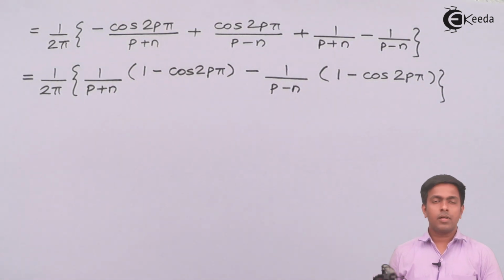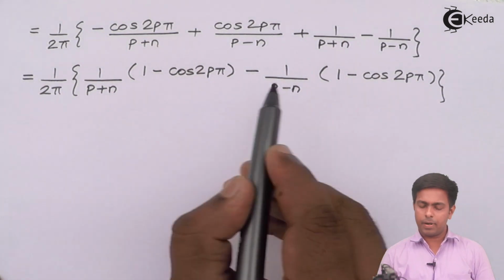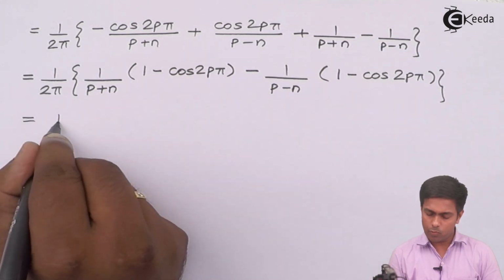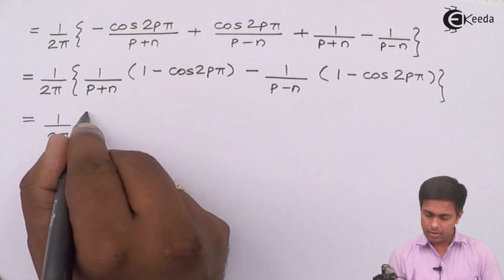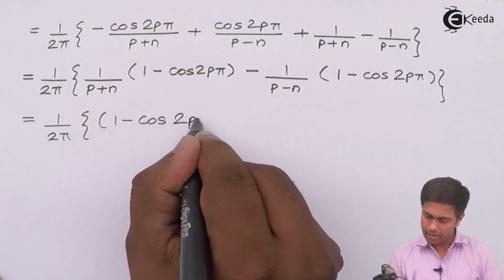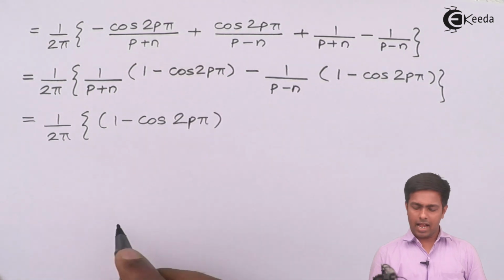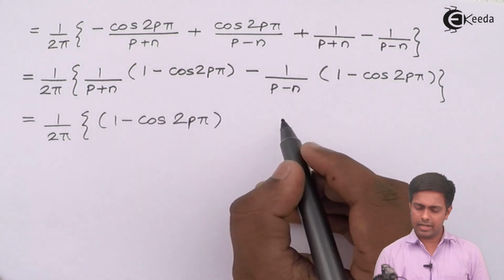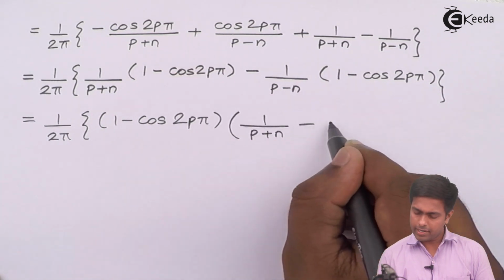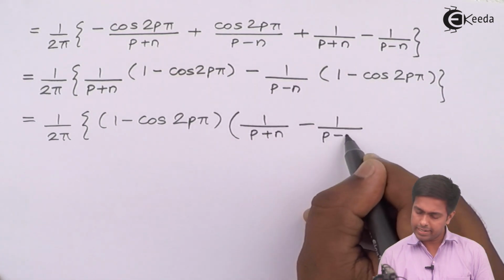Now, in these two terms, the bracket 1 minus cos of 2p pi is common. So that will become 1 upon 2 pi, in bracket 1 minus cos of 2p pi, and the remaining terms, that is 1 upon p plus n minus 1 upon p minus n.